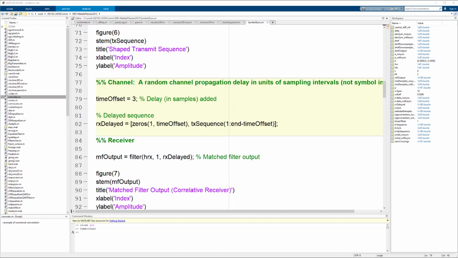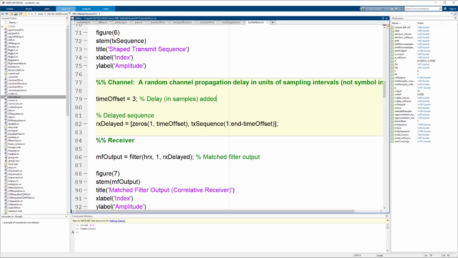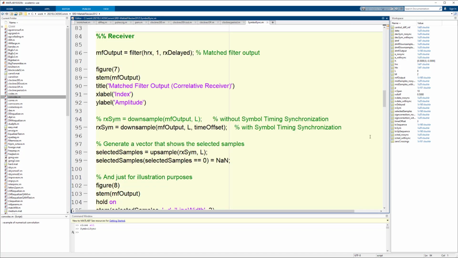Next, we add a channel effect. This channel is a simple propagation delay with a time offset. We arbitrarily choose and add three samples. So the received signal is a delayed signal that has this time offset, which is a 3 sample delay. We execute this portion.